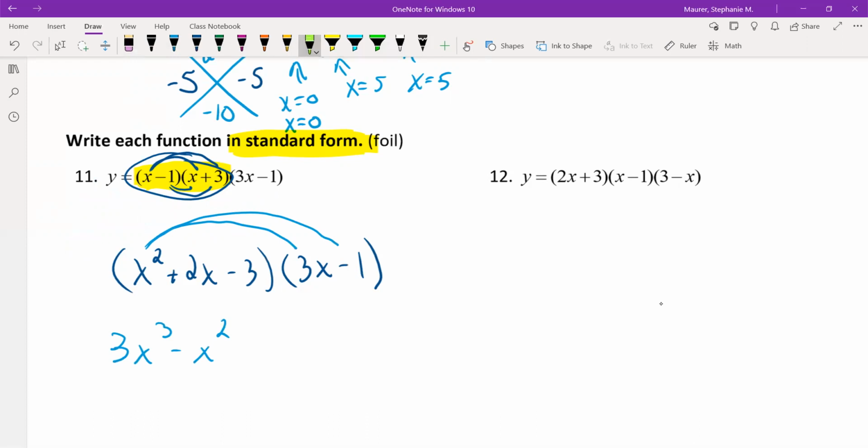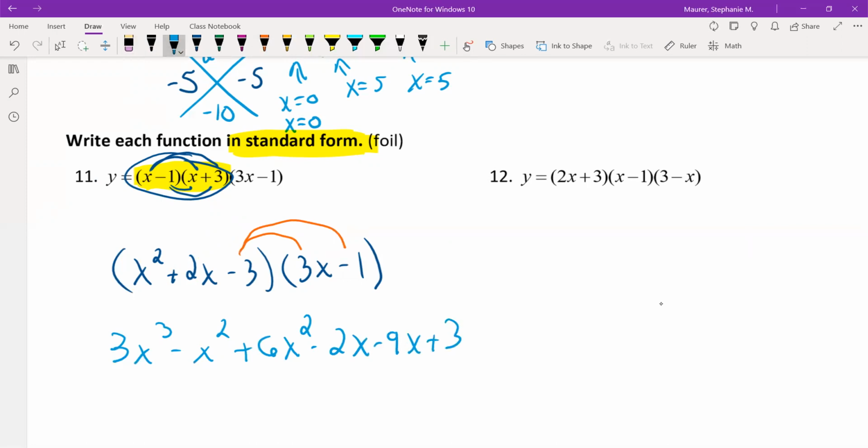Then I need to do it again with the 2x. So I'm going to take 2x. Sorry, let me clean it up a little bit. We're going to take this 2x times 3x, 2x times negative 1. So that's going to give me a plus 6x squared minus 2x. And then last but not least, I need to do the negative 3 times the 3x and the negative 3 times negative 1. That would give me a negative 9x plus 3.